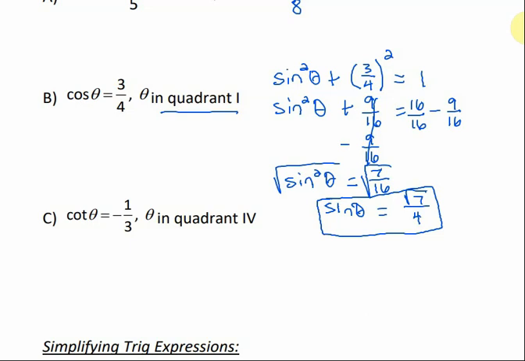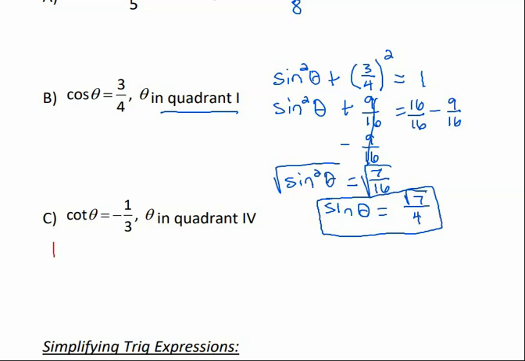And then for C, it says cotangent of theta is equal to negative 1/3, and this time theta is in quadrant 4. We don't have an identity that directly relates cotangent to sine, but the Pythagorean identity relates cotangent to sine's reciprocal, which is cosecant. So we have the Pythagorean identity that says 1 plus cotangent squared theta is equal to cosecant squared theta, so that's what we're going to use.